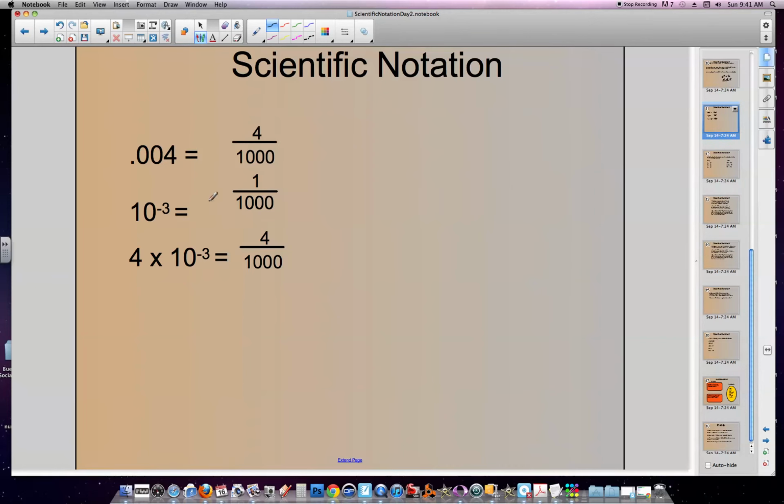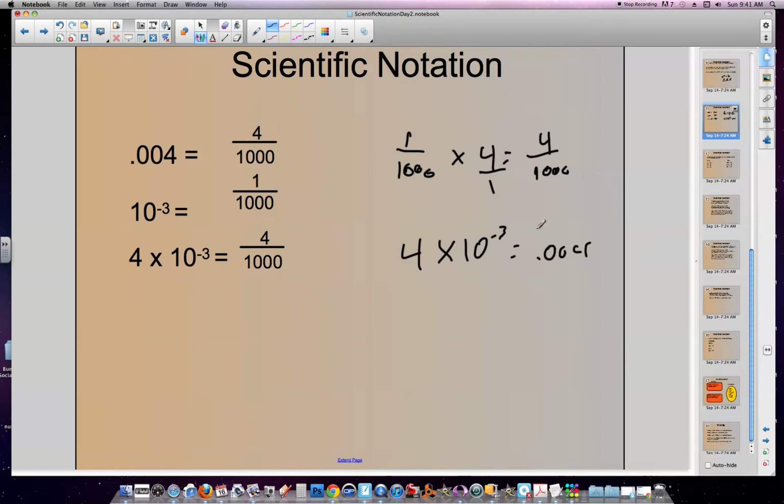So let's take a look here. We're going to try and express this number 4 thousandths in scientific notation. Well, we know that's the tenths, that's the hundredths, that's the thousandths. So this is 4 over 1,000. Now we also know that 10 to the negative 3 equals 1 over 1,000. So if I multiply 1 over 1,000 times 4, that's going to equal 4 over 1,000, right? Because this is really 4 over 1. We multiply across. 1 times 4 is 4. 1,000 times 1 is 1,000. So 4 times 1 over 1,000, which is also 4 times 10 to the negative 3, equals 0.004.